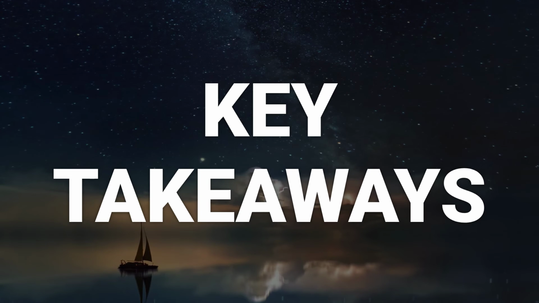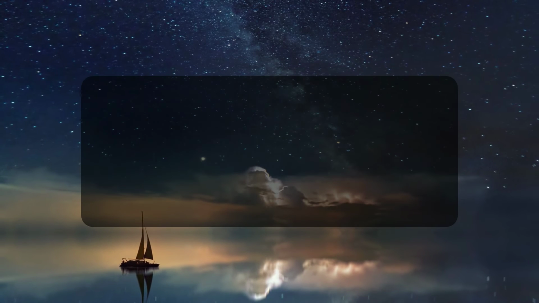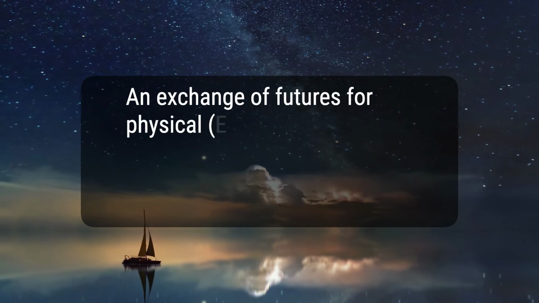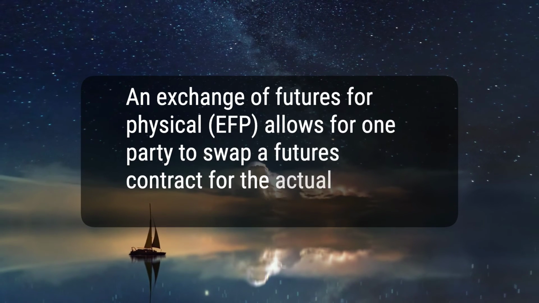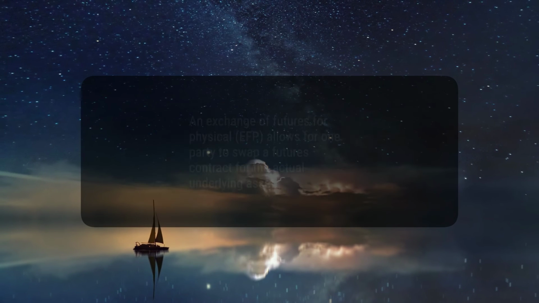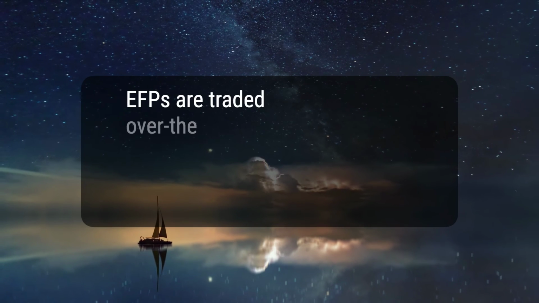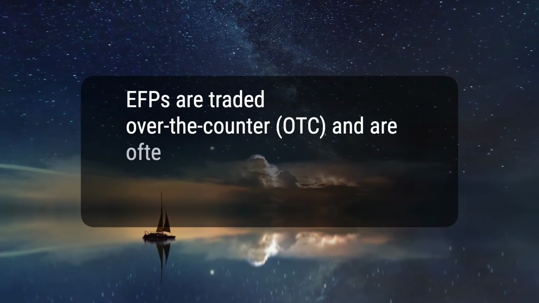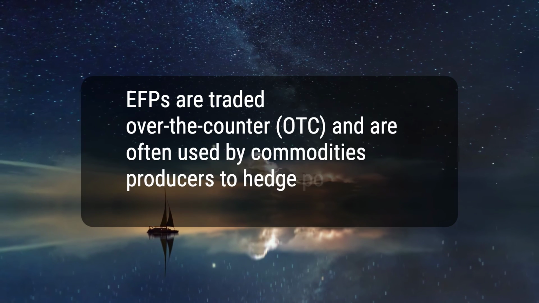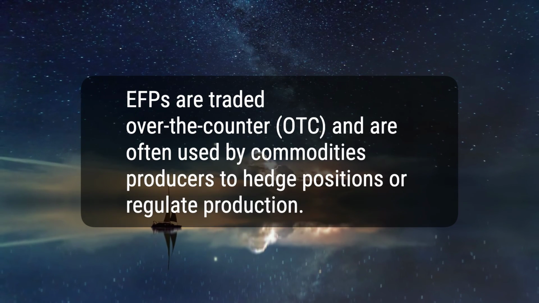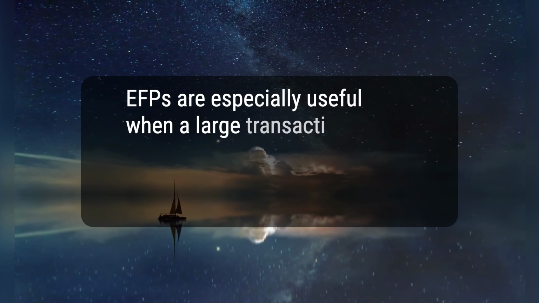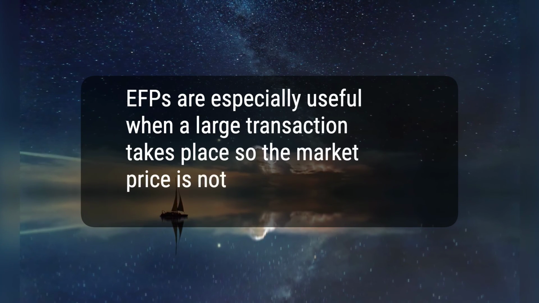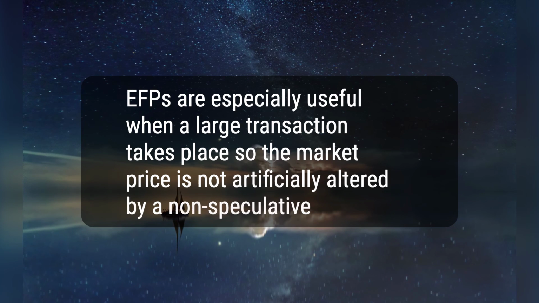Here are 3 key takeaways. 1. An exchange of futures for physical, EFP, allows for one party to swap a futures contract for the actual underlying asset. 2. EFPs are traded over the counter, OTC, and are often used by commodities producers to hedge positions or regulate production. 3. EFPs are especially useful when a large transaction takes place so the market price is not artificially altered by a non-speculative trade.